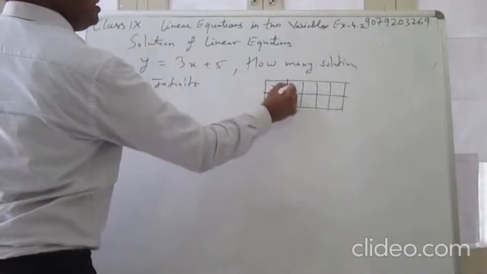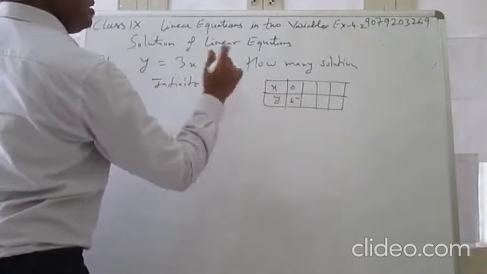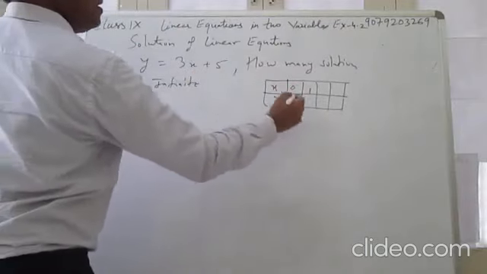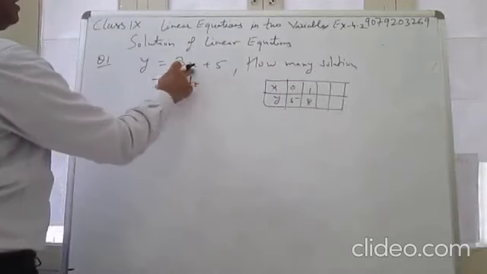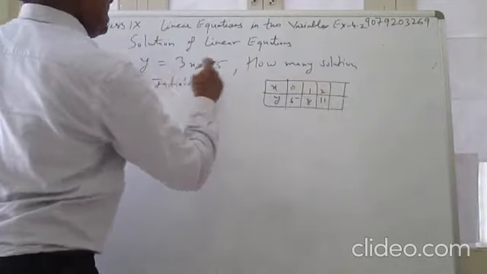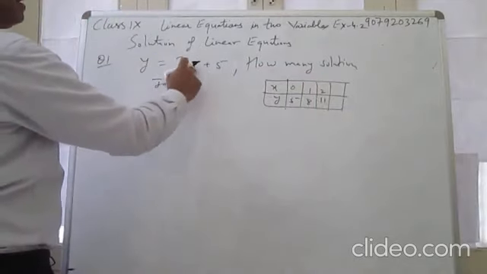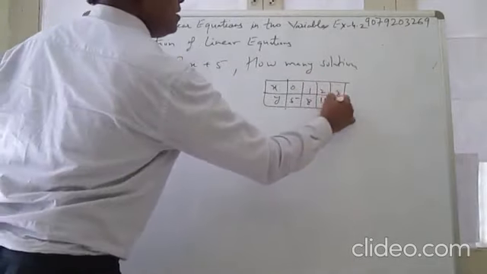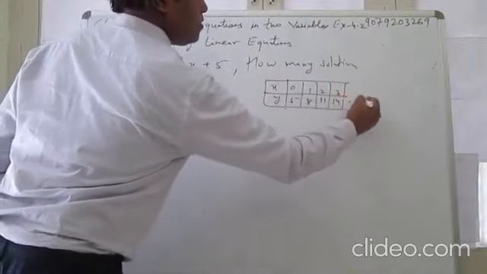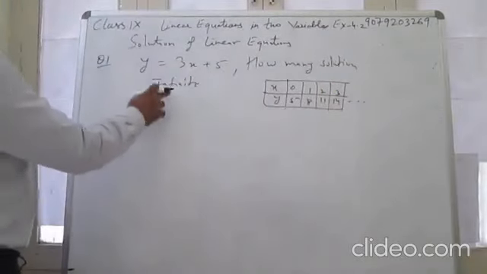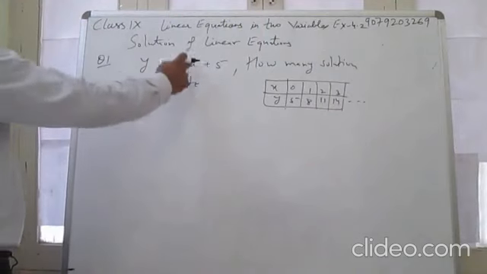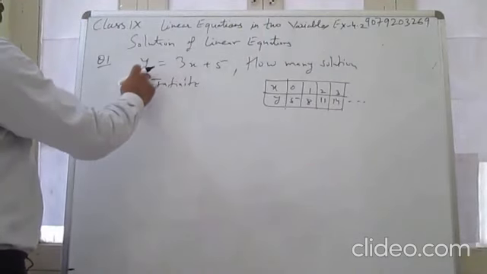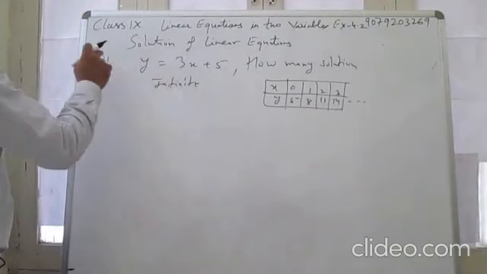x, take 0, y becomes 5. Take x as 1, y becomes 8. Take x as 2, y becomes 11. Take x as 3, 9 plus 5, 14. In this way it is going on. So you have infinite solutions. You take the value of x, you get the value of y.